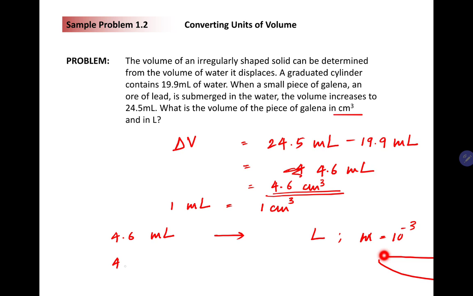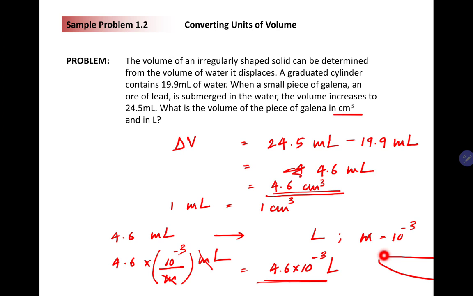So you will multiply 4.6 by 10 to the power minus 3 liters divided by milliliters. This is your conversion factor, of course, and then milliliters. Milli to milli will cancel out, and then you are multiplying 4.6 by 10 to the power minus 3. So the answer will be 4.6 times 10 to the power minus 3 liters. 4.6 times 10 to the power minus 3 liters. So this is the answer.